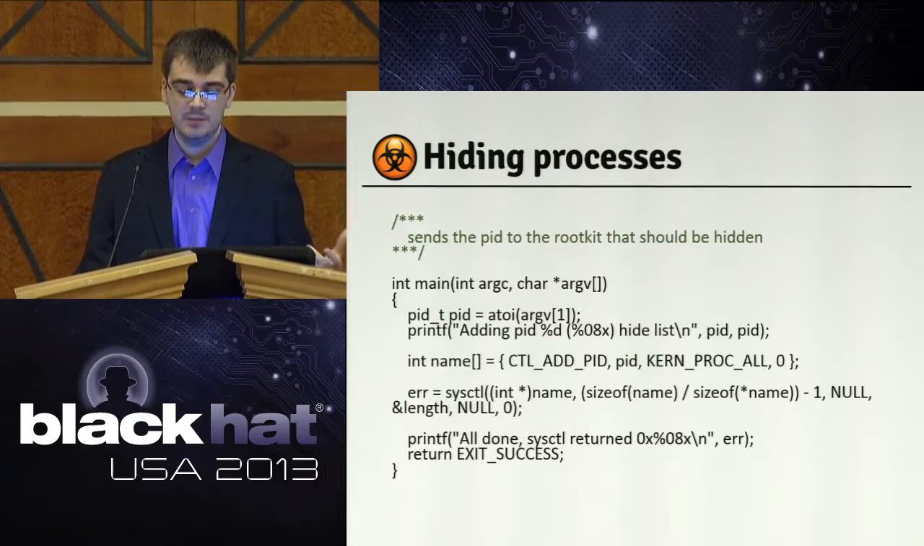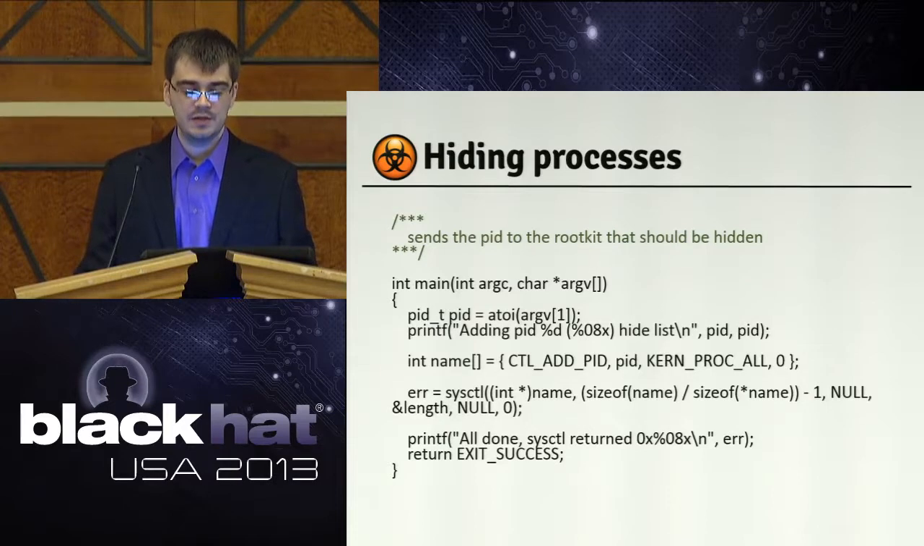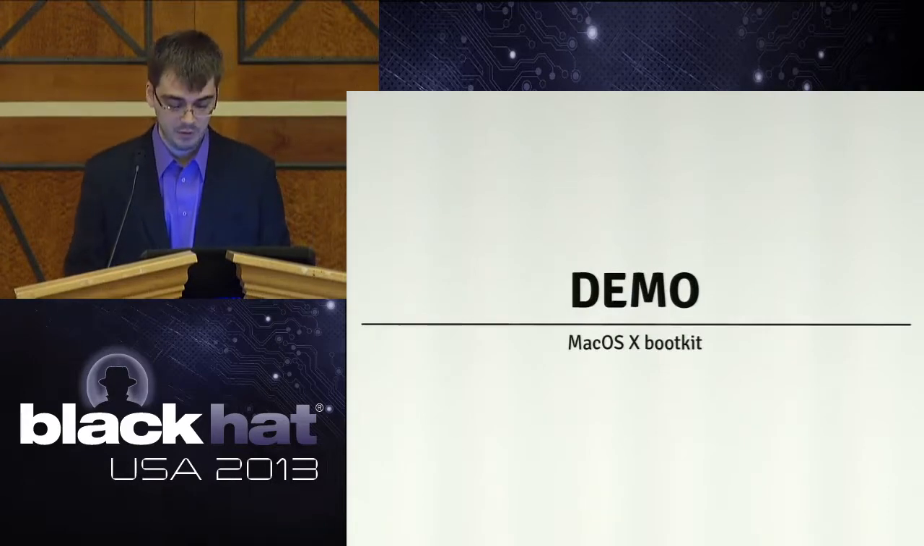So how do we hide processes? This is yet another short snippet, which is basically us running a syscall with a set of parameters which are analyzed by the bootkit itself, which then knows what to do. In this case, it is just adding a new process to be hidden. So with that, we have a demo of how that actually works.